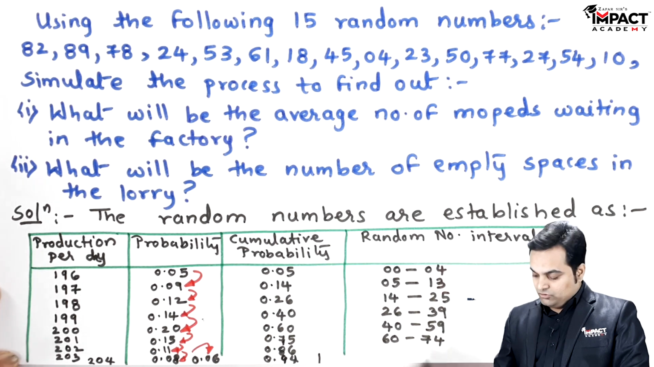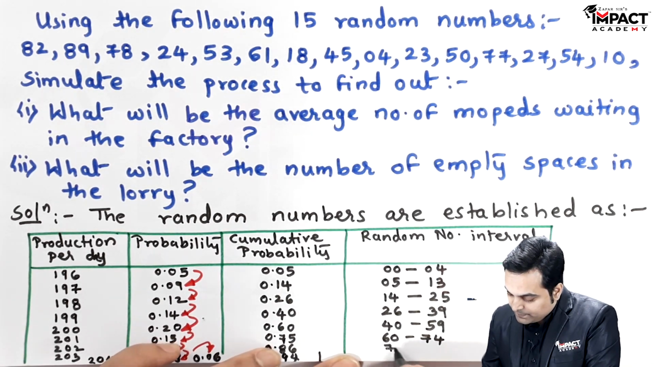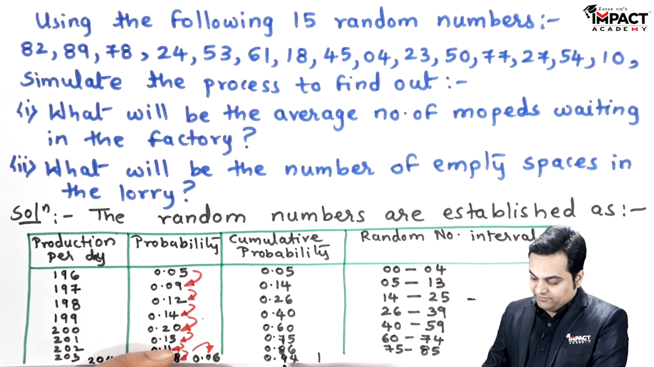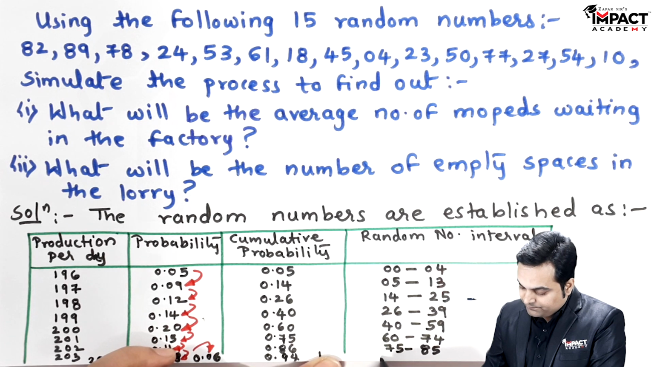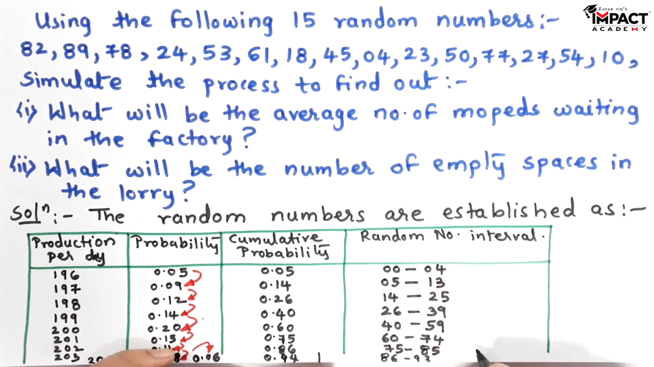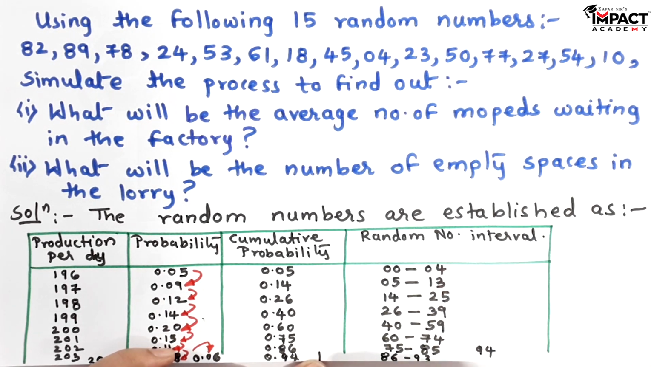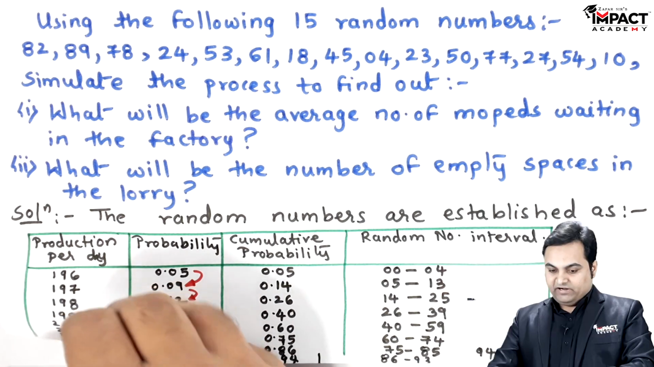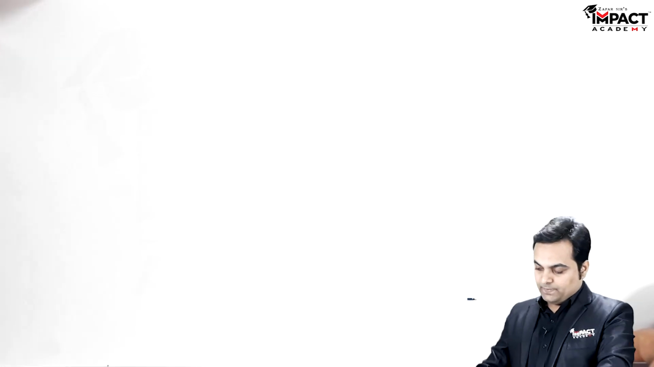Then we have 86, so it starts from 75 and goes up to 85. Next, there is 94, so it starts from 86 and goes up to 93. At last we have 1, so it starts from 94 and goes up to 99. In this way the random number intervals are selected. Now I can get the final table, and since 15 random numbers are given, I will be plotting this for 15 values.